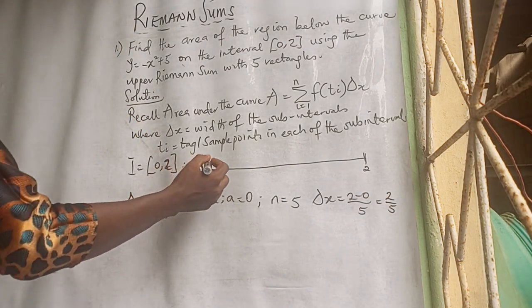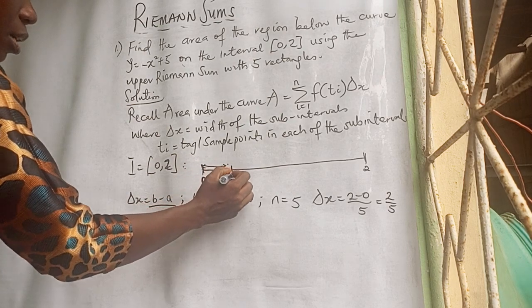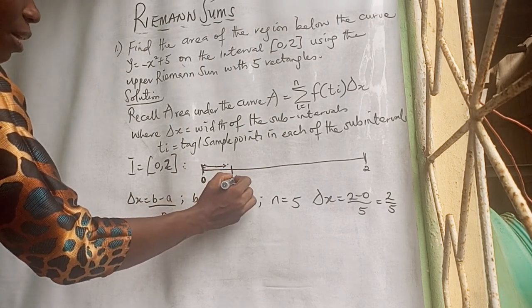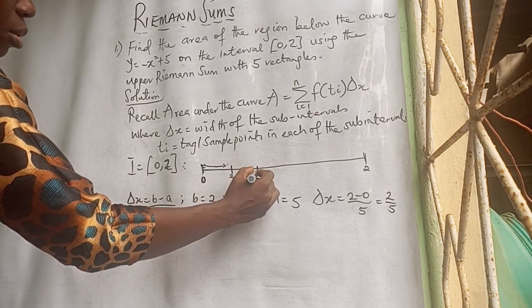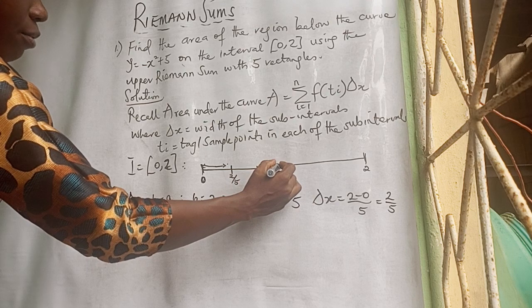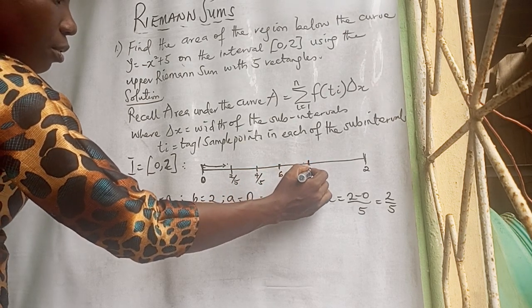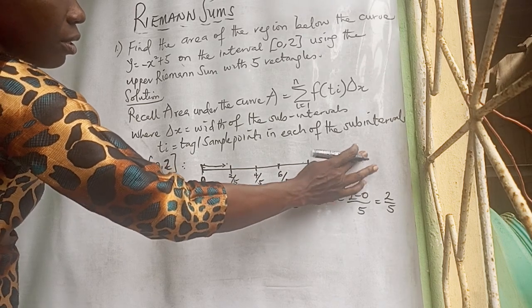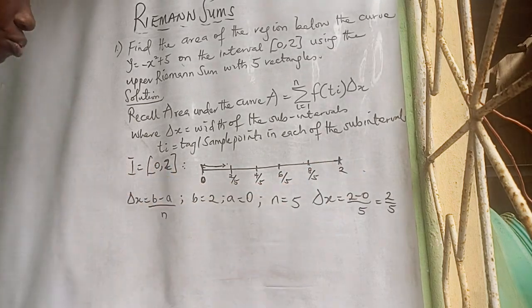And so with this, that tells us that the distance of each subinterval is 2 over 5, then 4 over 5, 6 over 5, 8 over 5, and then the last one, 2. That is our delta x.